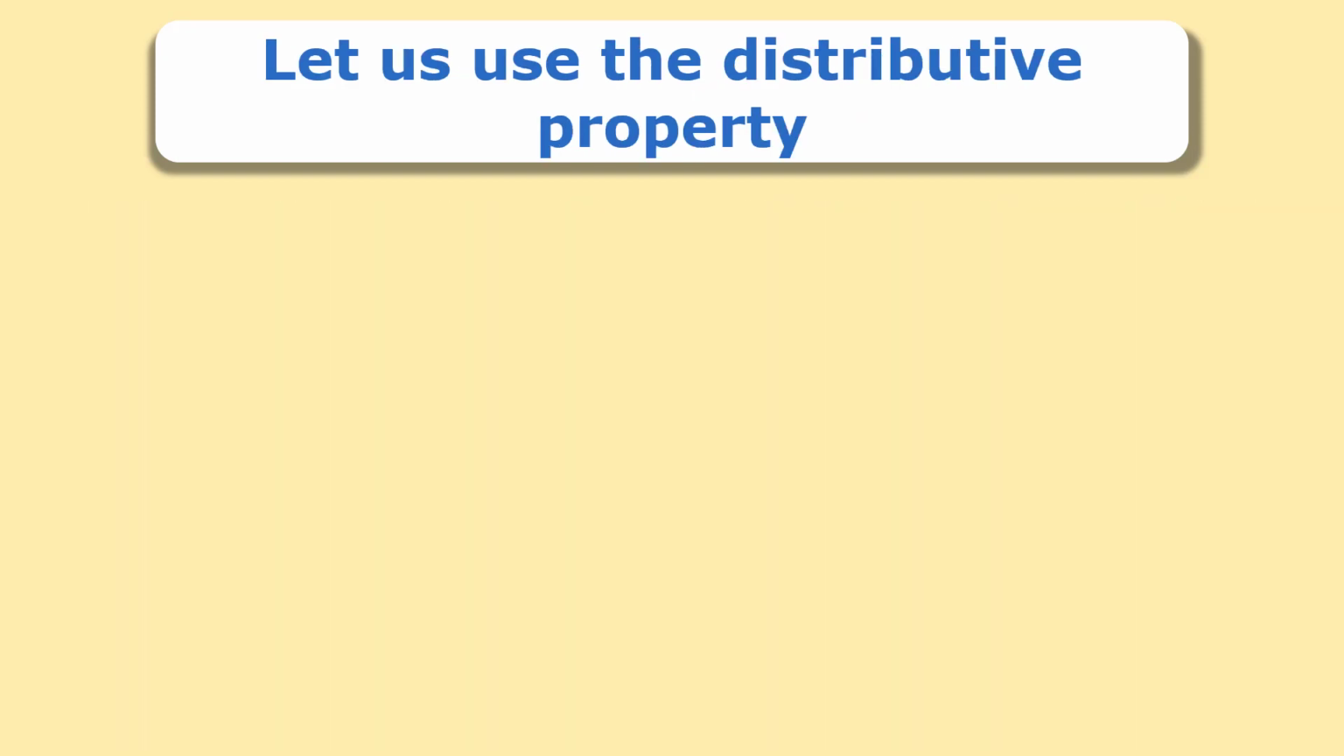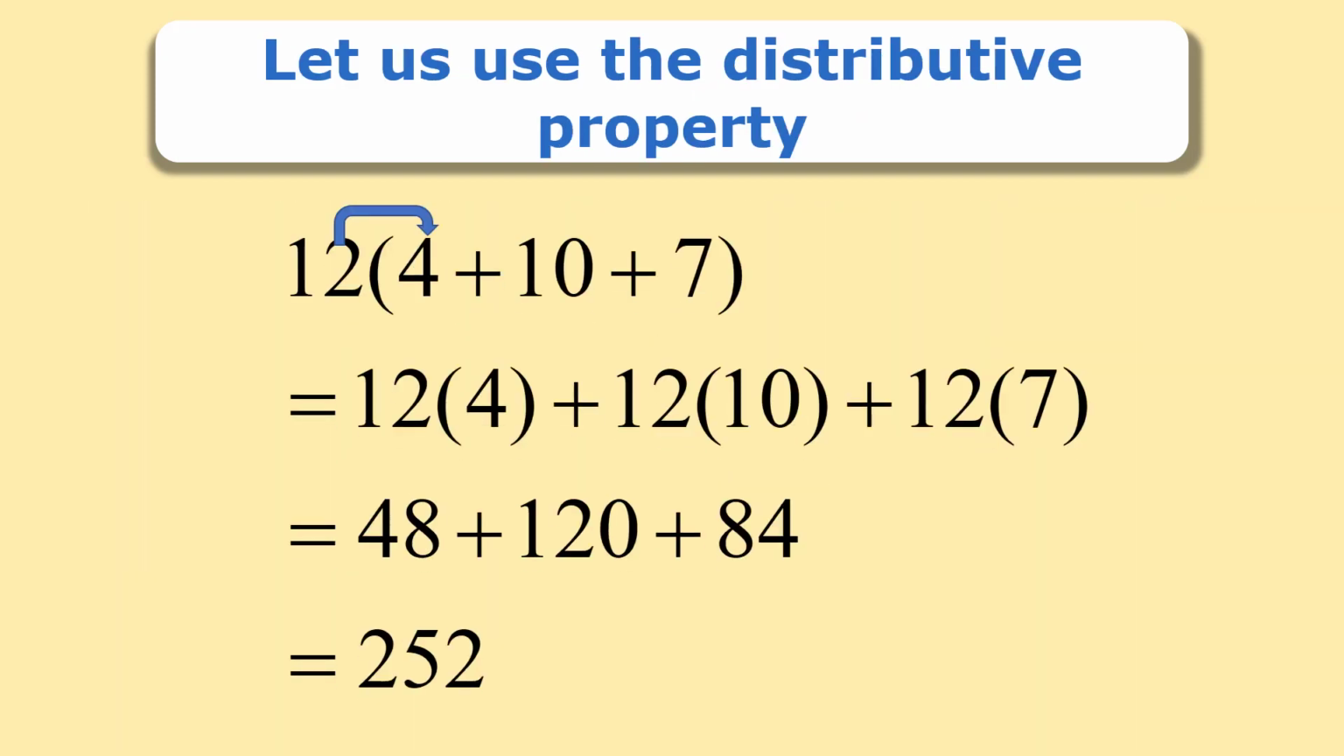Let us use the distributive property. So 12 times (4 plus 10 plus 7) is 12 times 4 plus 12 times 10 plus 12 times 7, and that is equal to 252. This is a very useful property when we do algebra.